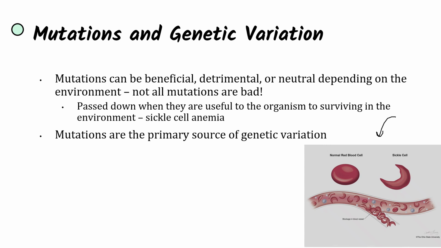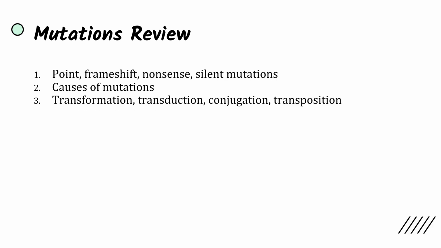So it's passed down because it's still useful to an organism surviving in an environment where there is a lot of malaria infection. And it's also key to remember that mutations are the primary source of genetic variation, and that's going to come into play when we talk about Unit 7. But for now, just know the different kinds of mutations, what causes them, horizontal gene transfer, and how that contributes to genetic variation within prokaryotes. And remember that not all mutations are bad.